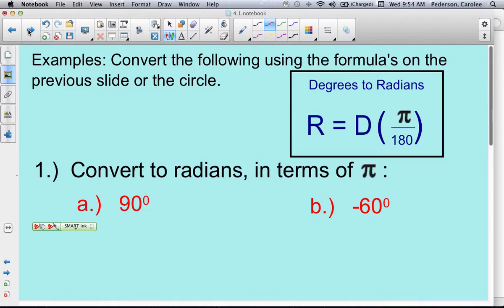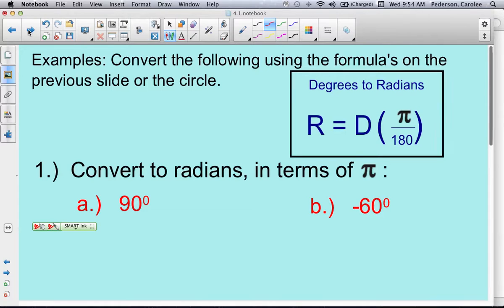Convert the following using the formulas on the previous slide, or you can use the circle that we had been working with too. If you know that pi over 4, what's the value of pi over 4 in degree measure? 45 degrees. So let's talk about question 1a. We want to convert 90 degrees to radians in terms of pi. You might know right off the top of your head what it is. You know what it is? 90 degrees as a radian measure?